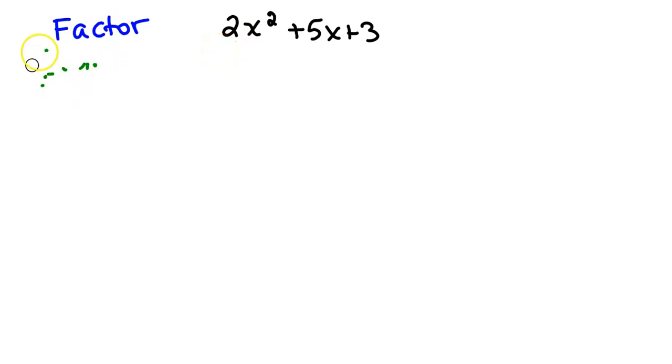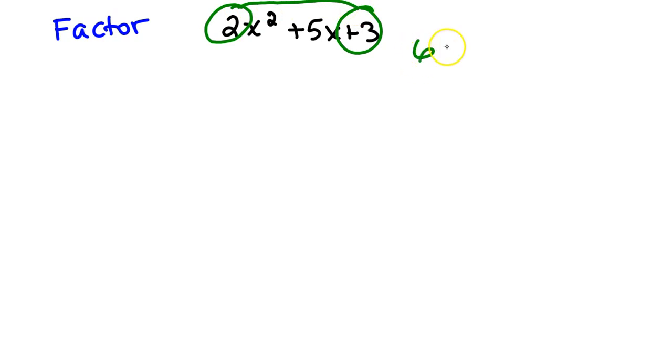So the headphones method, which is factor by grouping, states I take the 2 and the 3 and I multiply them together to get 6. Now I'm looking for two numbers that multiply to 6, but then add up to 5. And those two numbers are going to be 2 and 3.